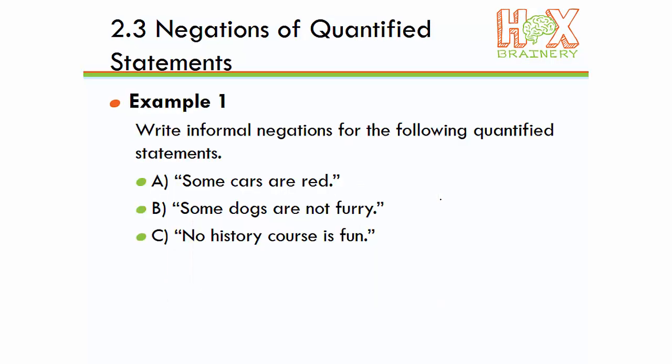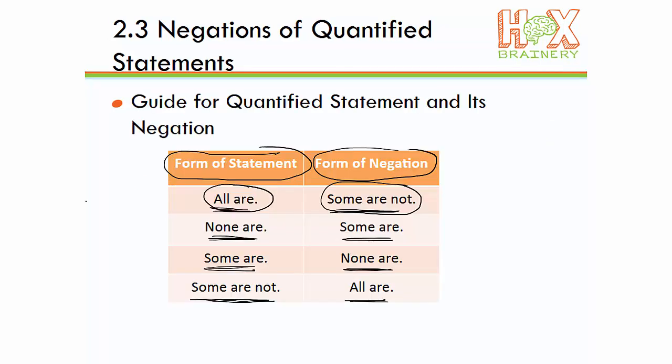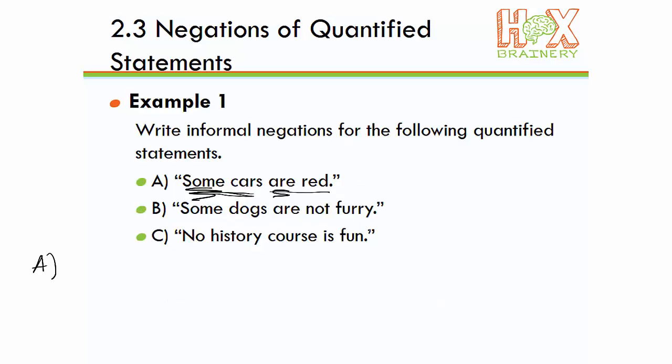So let's use that table for this first example. We're going to write informal negations for the following quantified statements. For part A, we have some cars are red. So we have some are. You're going to look at your table. Some are is down here, and the negation is going to be none are. So if I have some cars are red, the negation is going to be no cars are red.